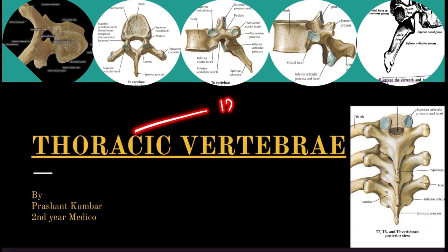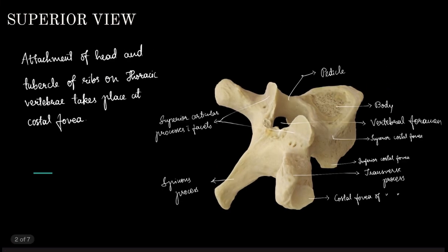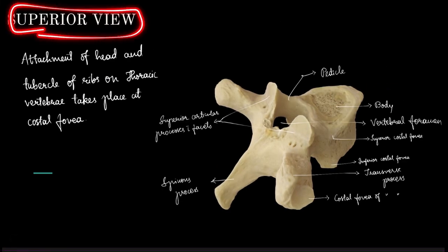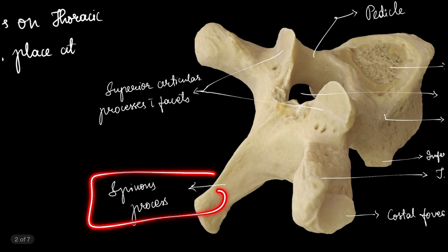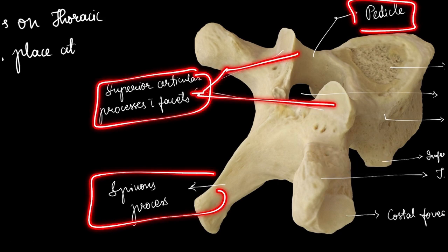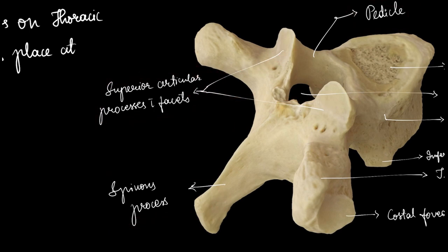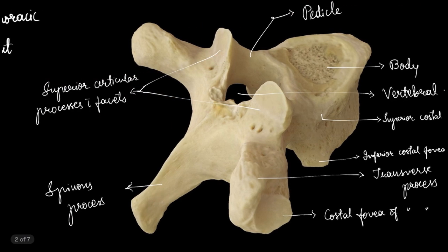Okay, so there are 12 thoracic vertebrae, and here in the superior view I was saying about the parts. You know about the parts, and there are many common ones, same as that of cervical vertebrae: body, vertebral foramen, transverse process, spinous process, and superior articular process with facets, and pedicle. Inferior is not visible from superior view. We have to go to another picture.